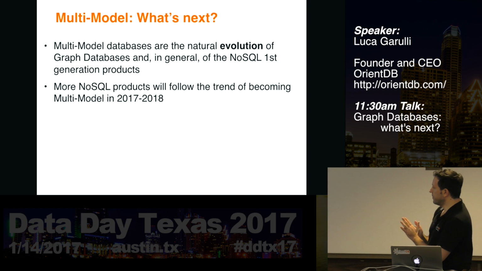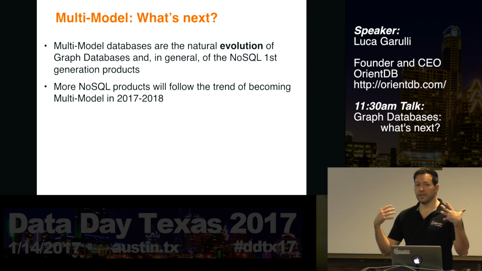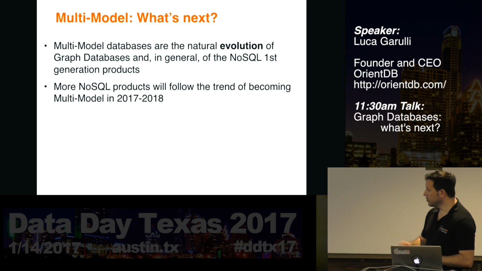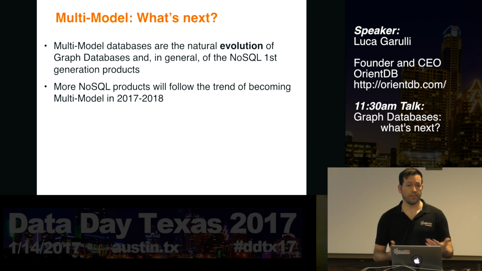What's next about this multi-model? We believe that multi-model databases are the natural evolution of NoSQL products in general, and also of graph databases. So we can represent the NoSQL wave in 2009 as NoSQL 1.0, and the multi-model wave some are calling NoSQL 2.0. So a new wave of NoSQL products that are not relational, they are still NoSQL, but they have more enterprise features and are more versatile. So we are sure that more NoSQL vendors will follow this wave, and they will announce to be multi-model this year and next year. We are pretty sure.